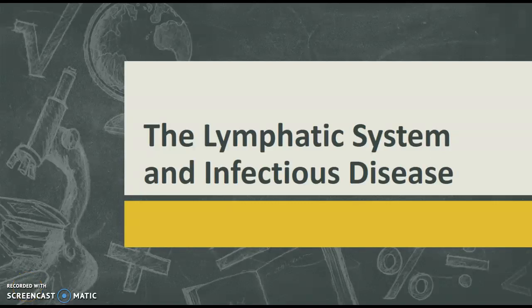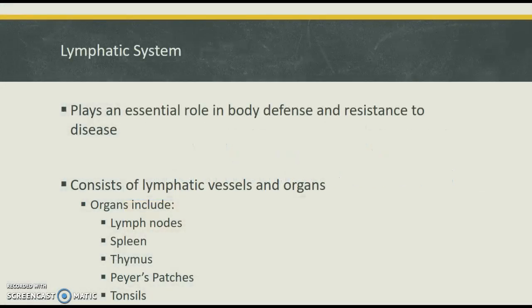Welcome to Lesson 9, the lymphatic system and infectious diseases. So the lymphatic system plays an essential role in the body's defense and resistance to disease. And some different organs of the lymphatic system include your lymph nodes, your spleen, your thymus, Peyer's patches, and tonsils.